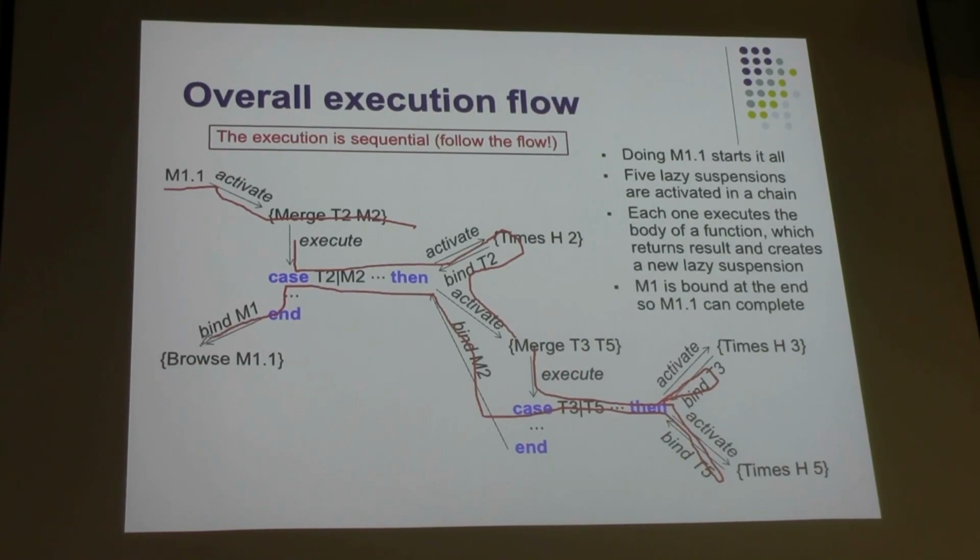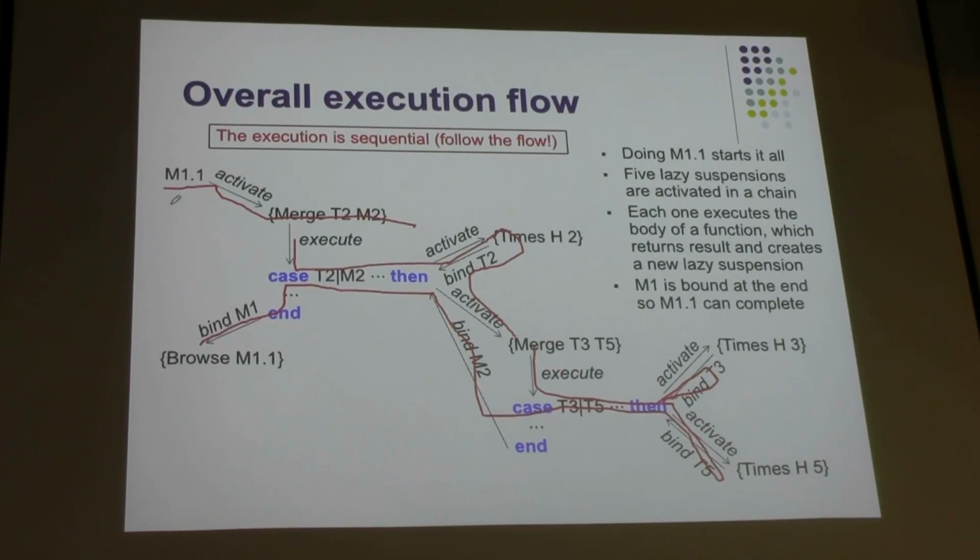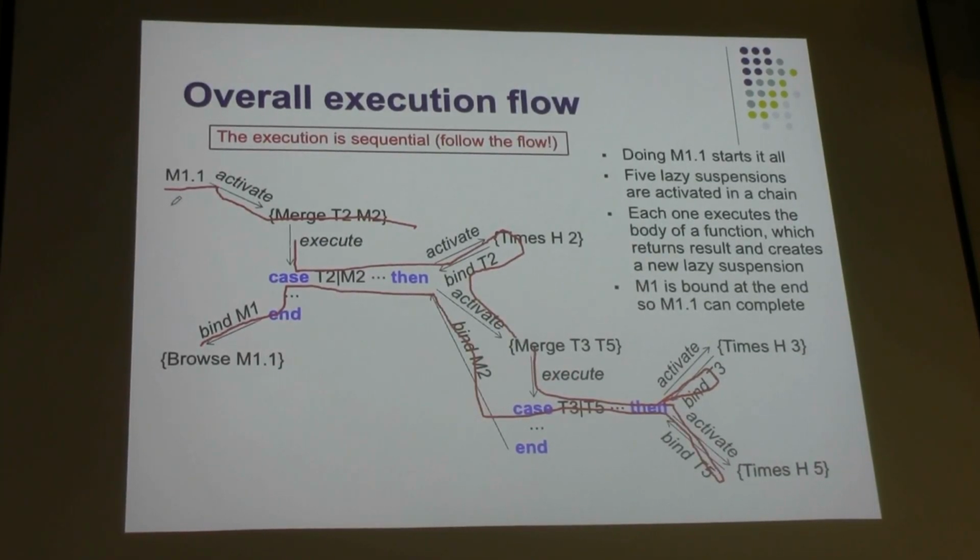So you see there's a single flow of control here. Okay? It's actually an asynchronous execution. The line is actually a single line. Whenever I activate, I go somewhere, I do something, and then I come back. I go somewhere, and then I come back. So the lazy execution is actually a kind of sequential execution. Even though it's defined using thread and wait needed, that's just the semantics. If you follow the flow, you can see it's actually sequential.